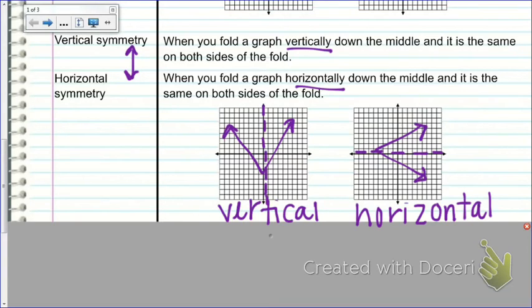There are other types of graphs that can have vertical or horizontal symmetry. These are just two examples. Those U-shaped graphs can also have horizontal and vertical symmetry. And even some of the straight lines, those constant graphs, can have symmetry as well. Okay?